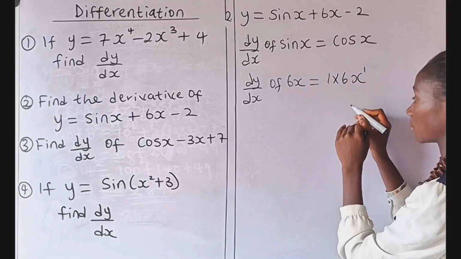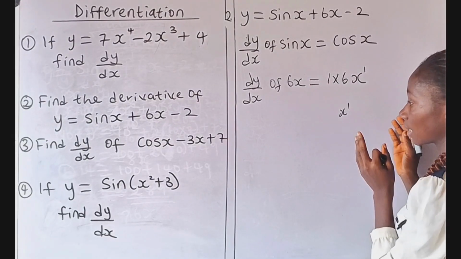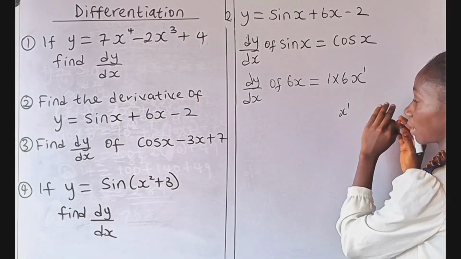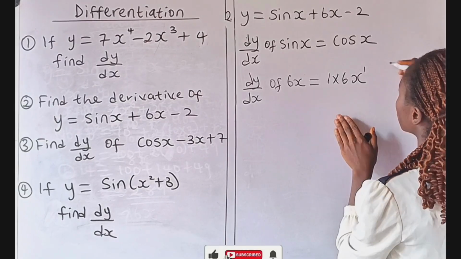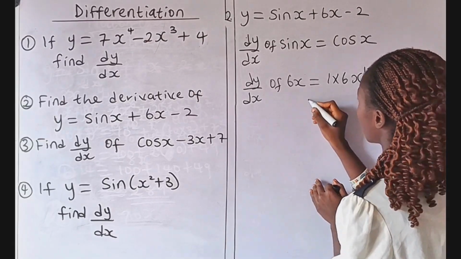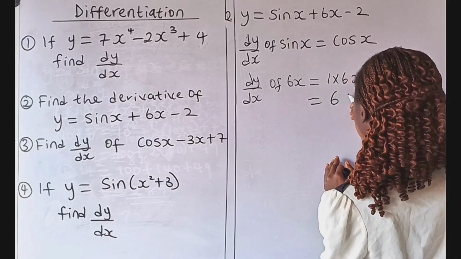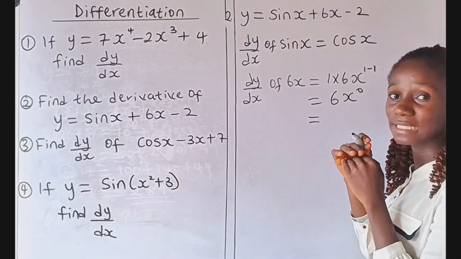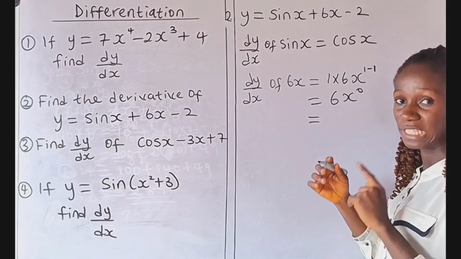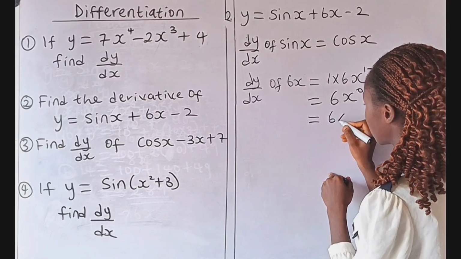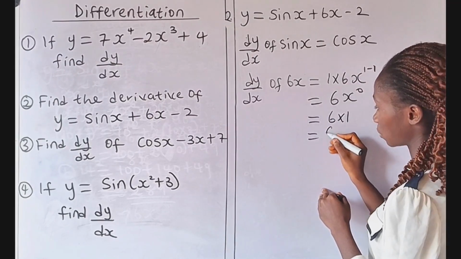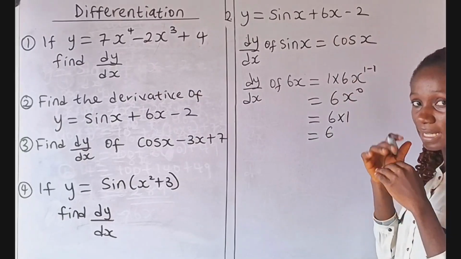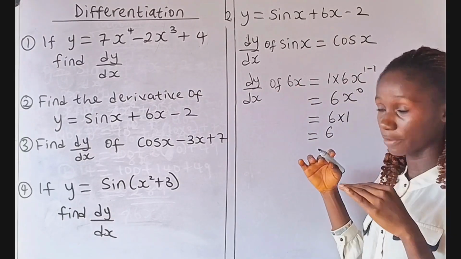I hope you know anything raised to power 1 is that same letter or that same number. So x raised to power 1 is the same thing as x. So you subtract 1 from this. 1 times 6 is 6. 1 minus 1 is 0. And according to indices, anything raised to power 0 is 1. That's why we have 6 times 1, which is equal to 6. And minus 2 is a constant, like I said in question 1, so it is 0.